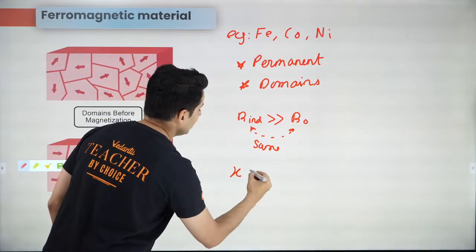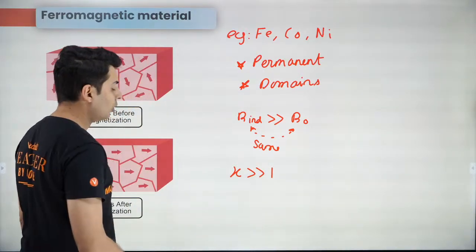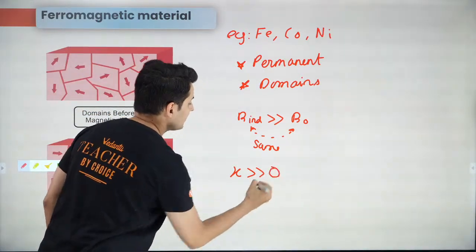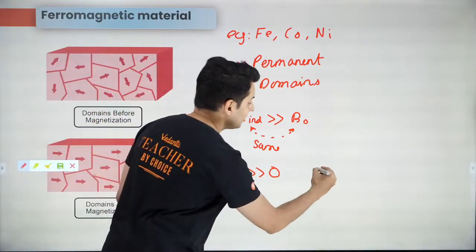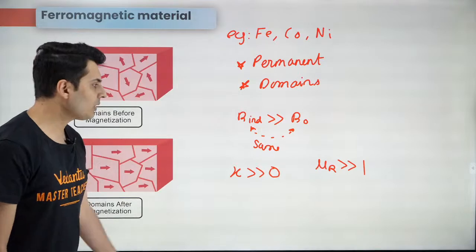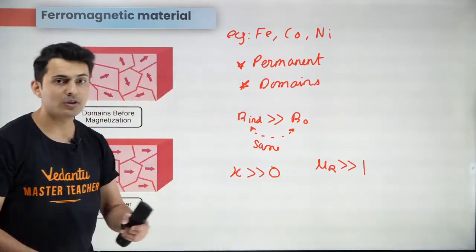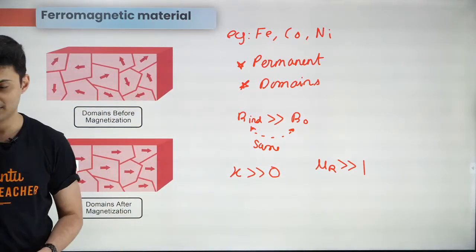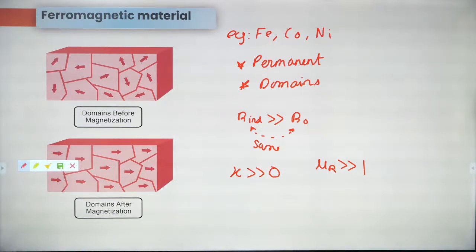So the susceptibility will be much more than 0, in fact, and the relative permeability will also be much higher than 1. So this is how these values play out to be. Very, very important. Very good. I hope you guys have understood this.